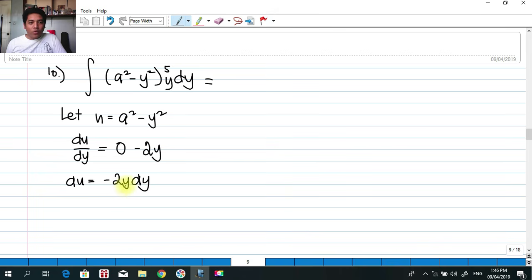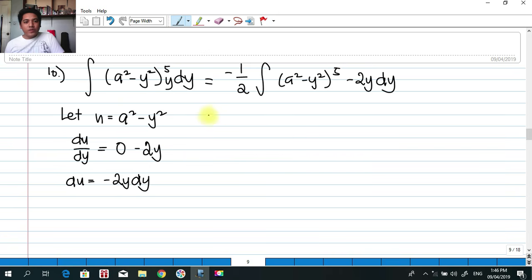so we have to multiply this by negative 2. So we have to offset it by adding also negative 1 half outside of the integral. So we have now a squared minus y squared raised to 5 times negative 2y dy. So again, negative 1 half integral of, we can replace this simply as u raised to 5, negative 2y dy simply du. Not dy, but du.